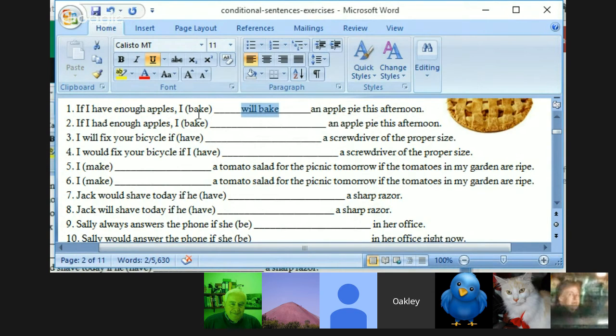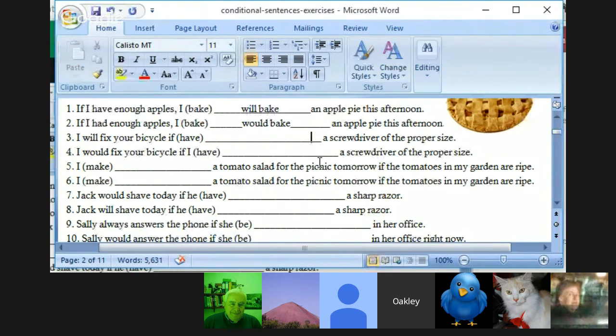If I have enough apples, I will bake an apple pie this afternoon. Nidair, number 2. If I had enough apples, I would bake. Okay, sure. All right, notice the difference, past tense, present tense with the sentence above it, will, would. All right, very good.